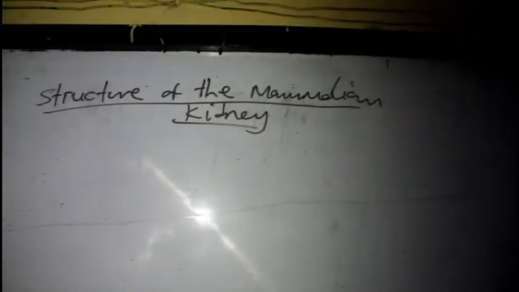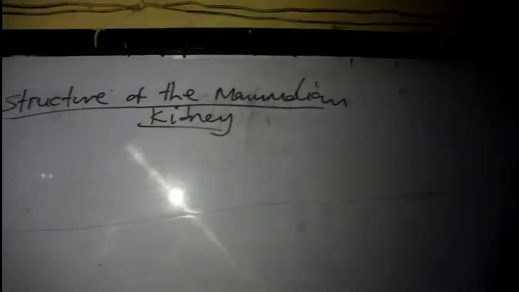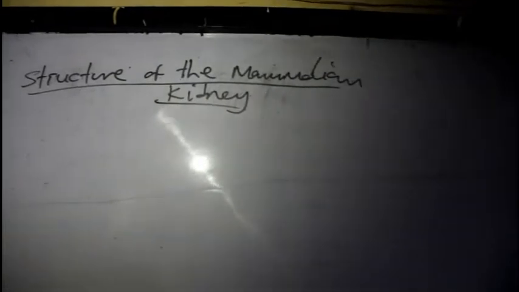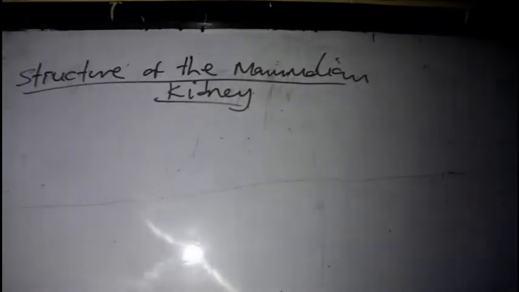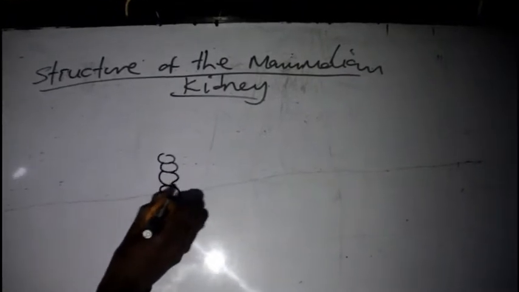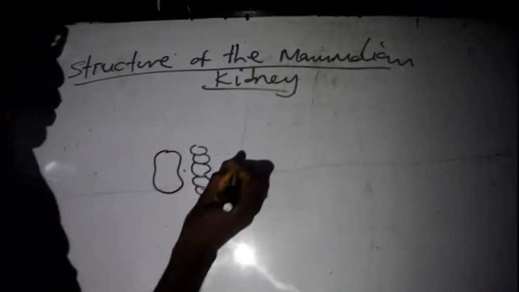Let us consider the structure of the mammalian kidney. The mammalian kidney is located at the lower abdomen. It lies in between the vertebral column. The vertebral column is the backbone that runs from the neck down to the tail region. Then at the lower abdomen, you have the kidney, located on both sides.